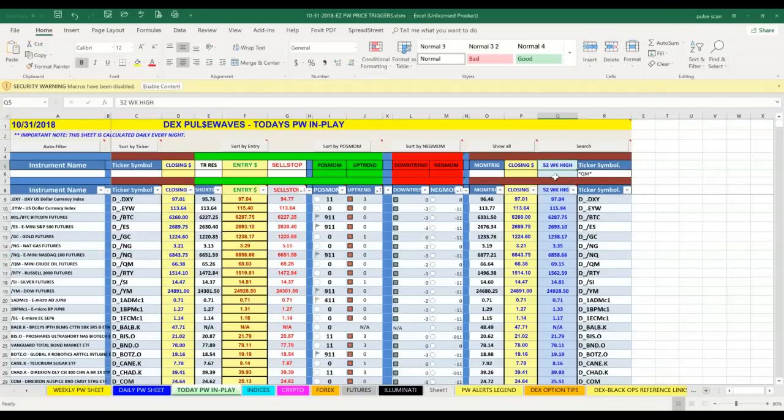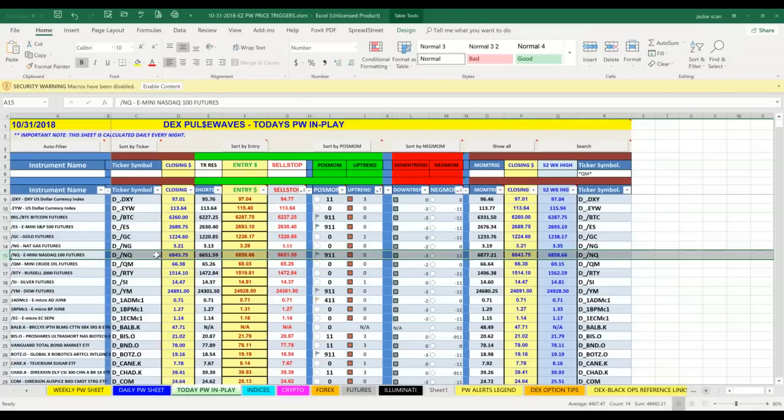All right, your 52-week high right here. They're the same. For those of you who've been with me the longest, you remember and recall that I told you that if the 52-week and the entry price are the same, it indicates a very strong move if those prices are triggered. It means a powerful move.